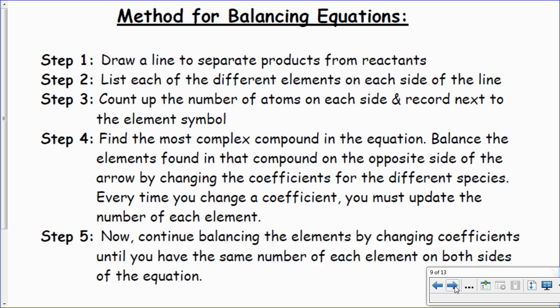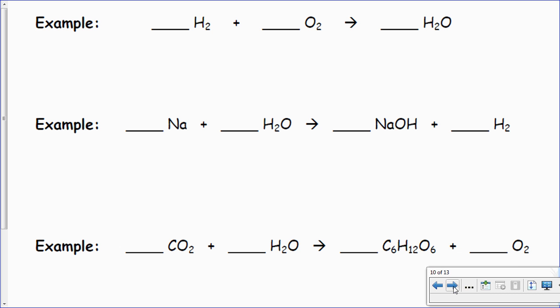So here's a method for balancing equations. It's a 5-step method. Mr. Milks and I both have our own ways of saying this, but it's a very cyclical problem-solving method that requires you to count, compare, coefficient, and repeat, a process over and over until both sides of your equation balance.